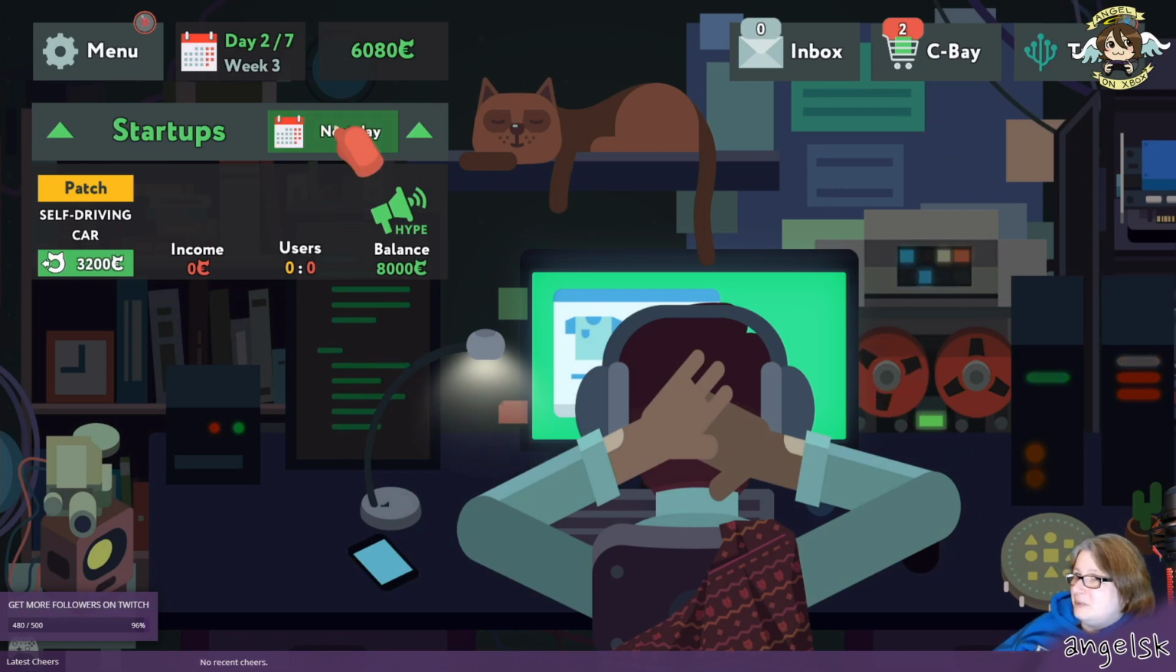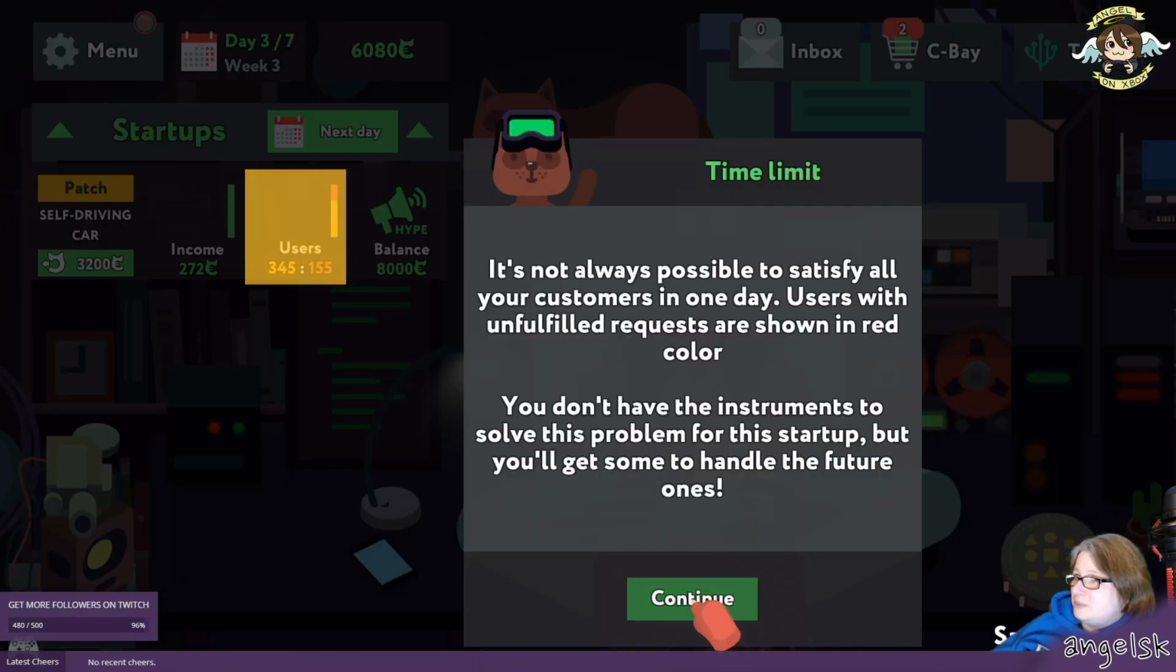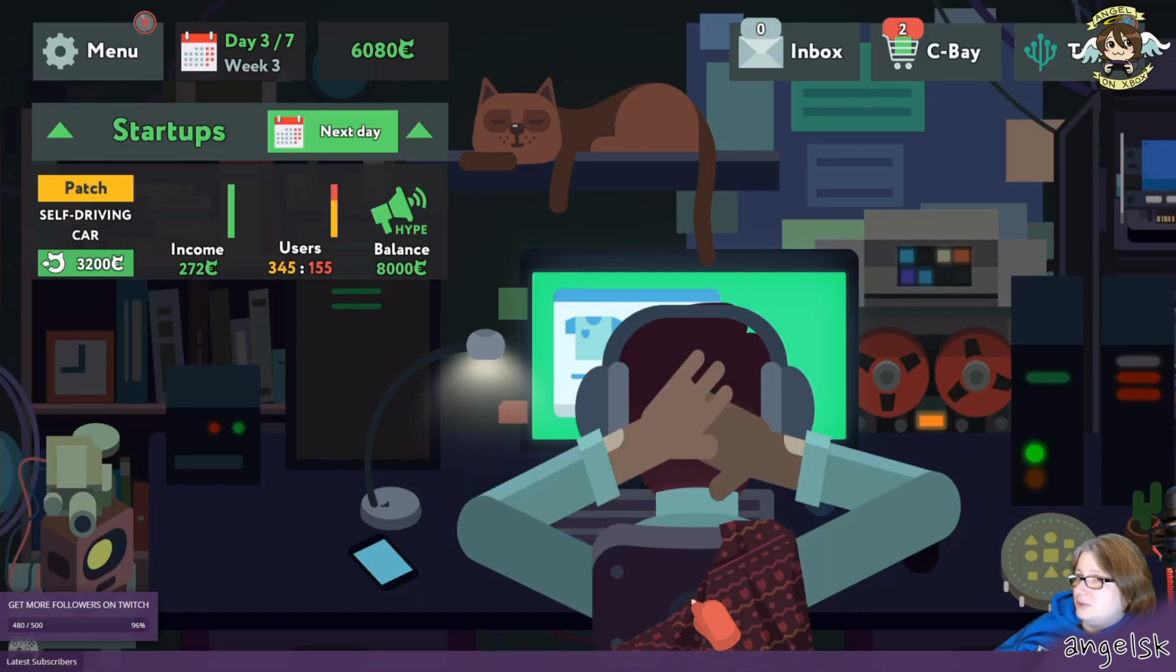Alright, so let's do a little bit of a next day. Not possible to satisfy all your customers in one day. User with unfulfilled request is shown in red. You don't have the instruments to solve this problem with the startup, but you'll get some to handle the future ones. So we can potentially patch.